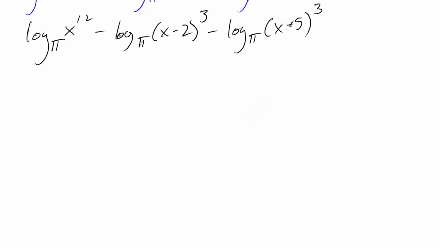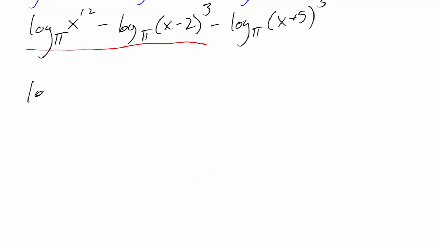And now that we're clear of all of our coefficients, we really can start combining these three terms together. I'm just going to work left to right here. So I'm first going to do the log base pi of x to the 12th minus log base pi of (x minus 2) to the 3rd. We have two logs of the same base being subtracted from one another, so that means we can rewrite this as a division problem. So this will become log base pi of x to the 12th over (x minus 2) to the 3rd.